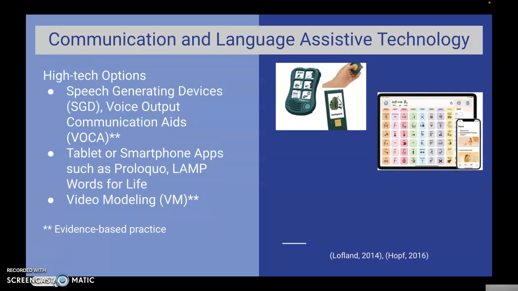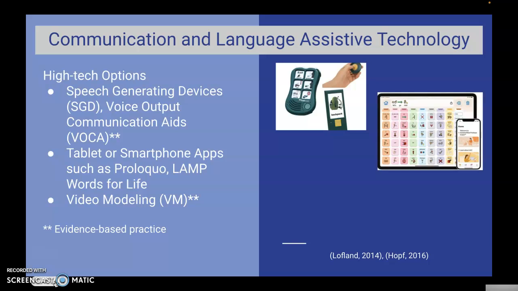Assistive technology can be used in a lot of different areas. One of those areas is communication and language. There are high-tech options and low-tech options for using assistive technology. Here are just a few examples of those. Some high-tech options include speech-generating devices, voice output communication aids, tablet or smartphone apps such as Proloquo or LAMP Words for Life, and video modeling.